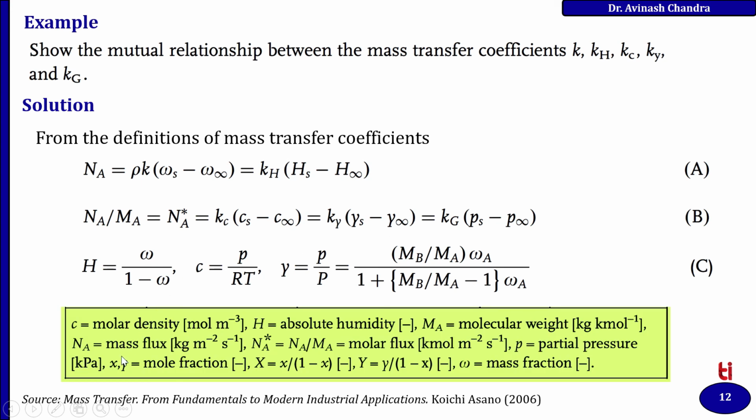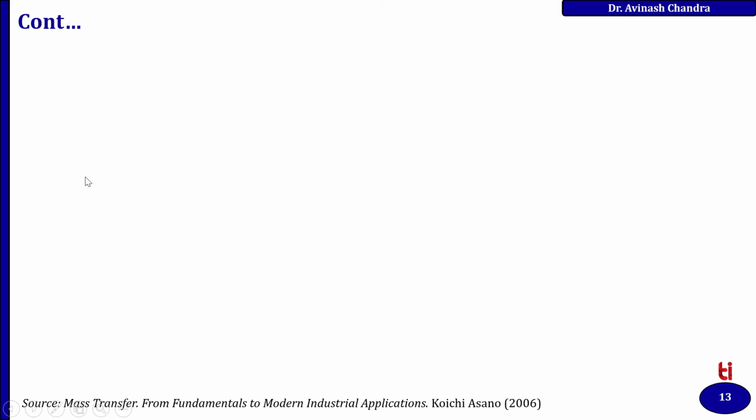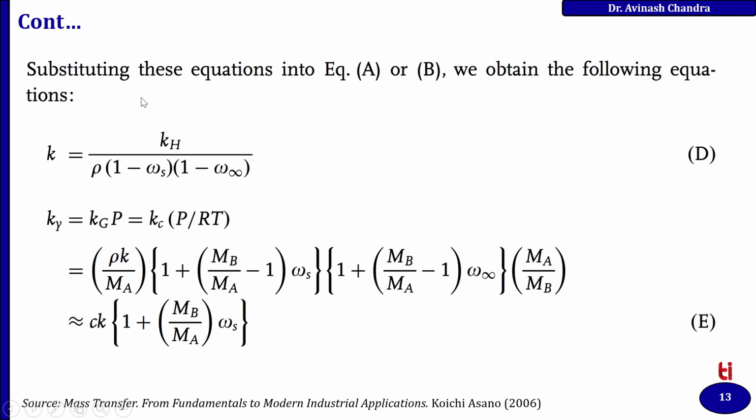So N is the mass flux, C is the molar density, H is the absolute humidity, M is the molecular weight, p is the partial pressure, Y is the mole fraction. Okay. So substituting this equation into equation A or B, we obtain the following equations: K equals Kh upon this much, Ky equals this much and this much. So you can see Ky is related to Kg multiplied by P, as well as multiplied by P upon RT into Kc.